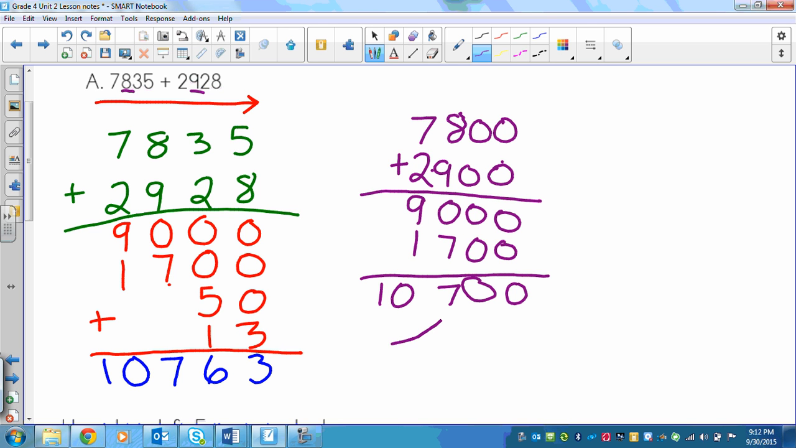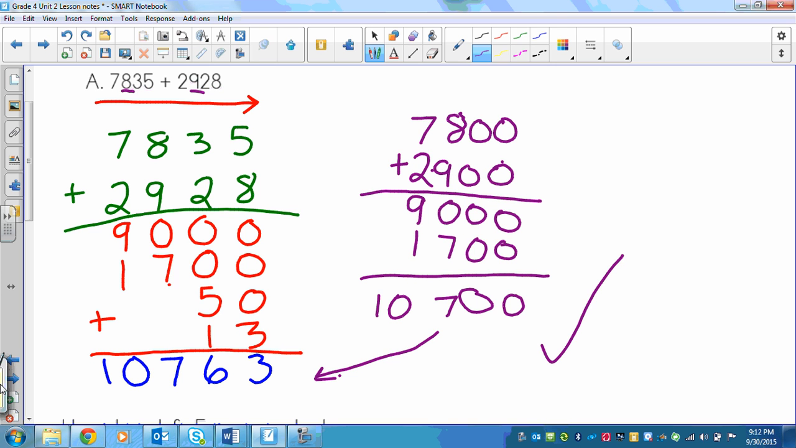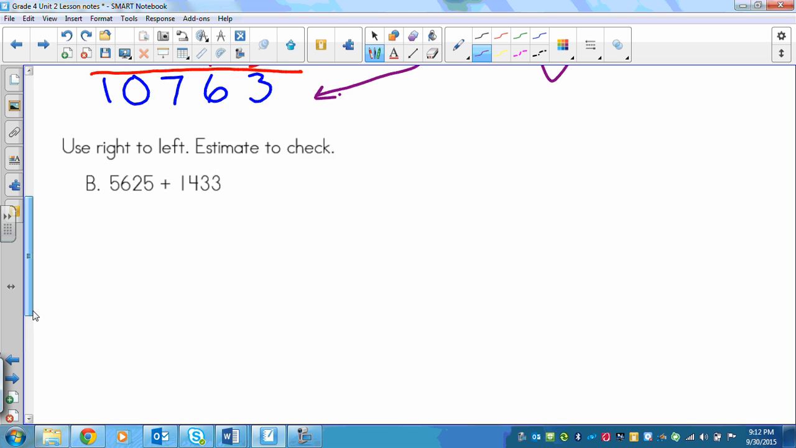Now remember, these aren't going to be exact, but these are very, very close. Right? We've got 10,700 here, 10,700 here. The 63 is the only difference, so this is probably a reasonable answer. Now, if this makes no sense to you, then please use the next method.